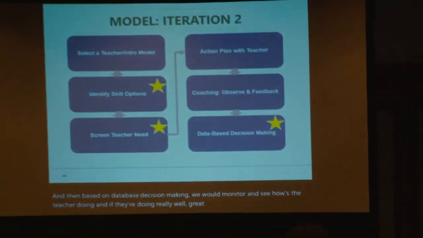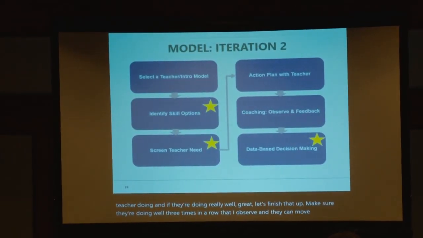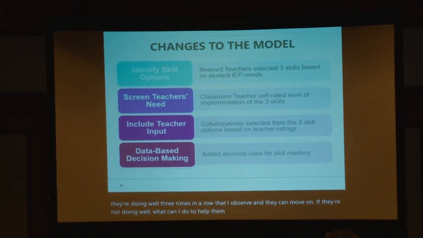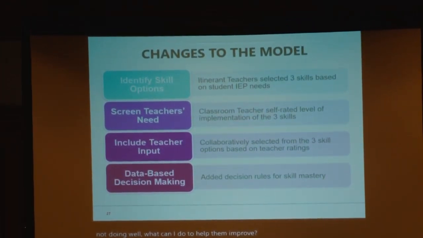And then based on data-based decision making, we would monitor and see how the teacher is doing, and if they're doing really well, great, let's finish that up, make sure they're doing well 3 times in a row that I observe, and they can move on. If they're not doing well, what can I do to help them improve? So as far as identifying skill options and screening need, just a little more detail to explain that.